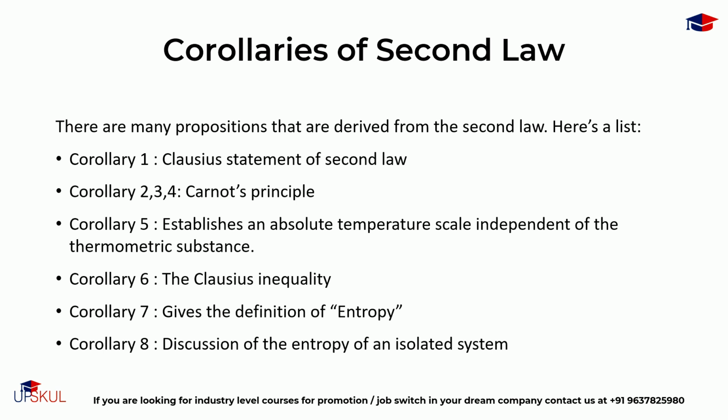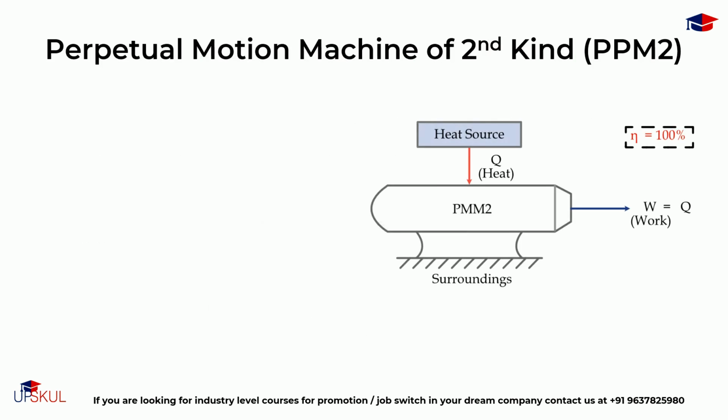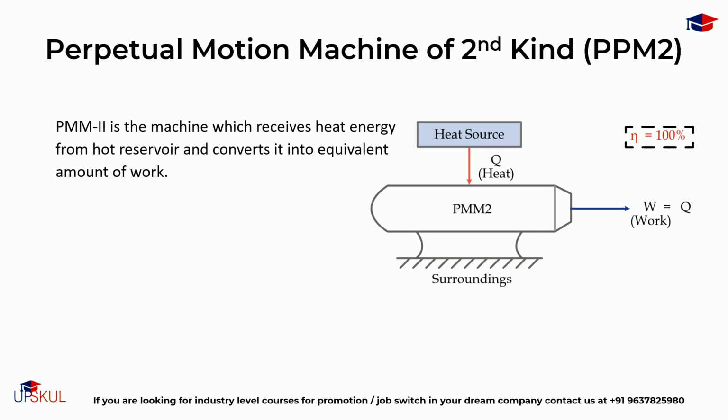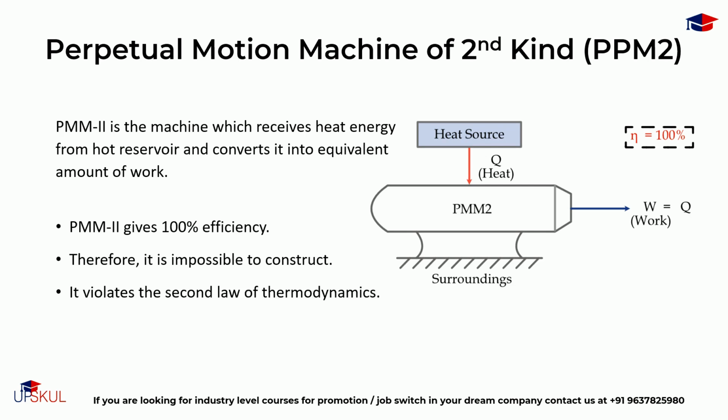We have already discussed the Clausius statement, and now we will discuss the rest of them in the next few minutes. Before that, what is a perpetual motion machine of the second kind, or PMM2? The PMM2 is the machine which receives heat energy from a hot reservoir and converts it into an equivalent amount of work. That is, PMM2 gives 100% efficiency. Therefore, it is impossible to construct and it violates the second law of thermodynamics. If we look at it this way, PMM2 is the opposite of the Kelvin-Planck statement.